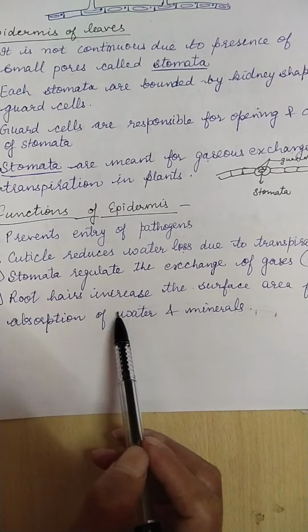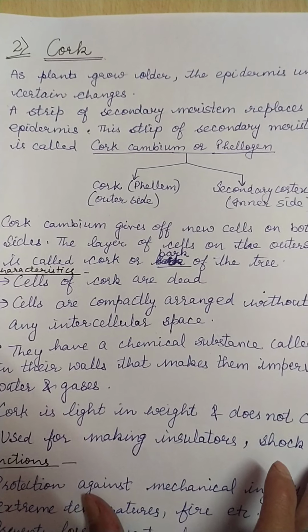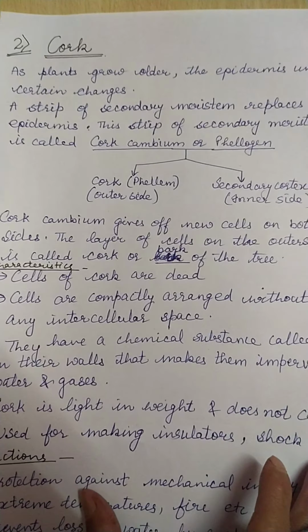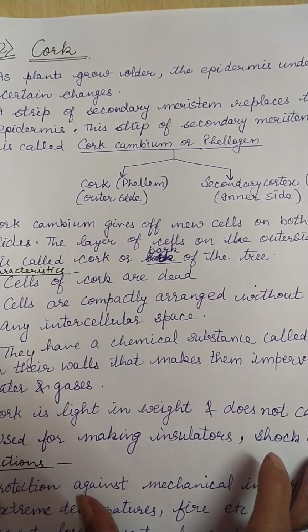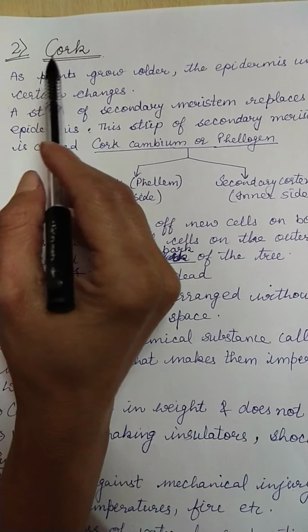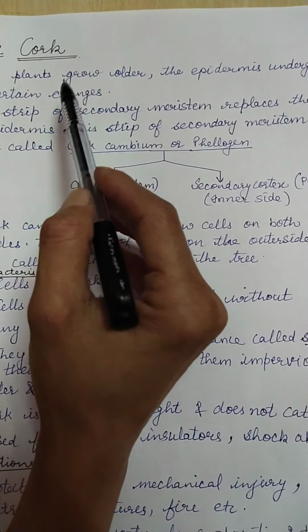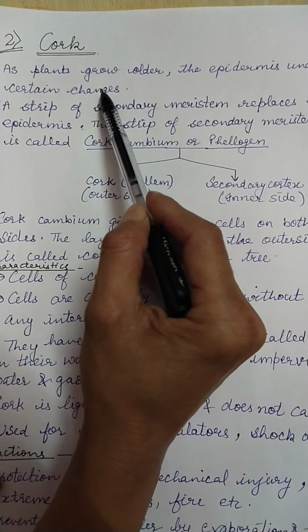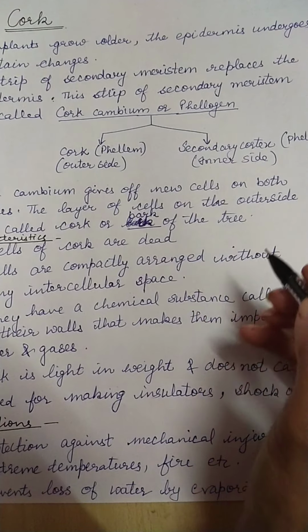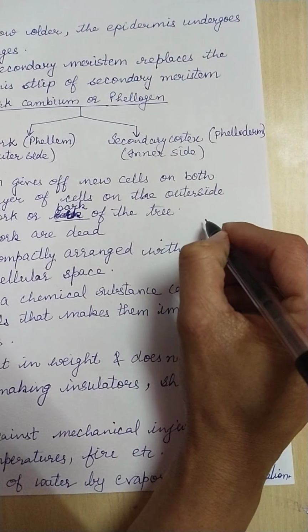Another protective layer is called the cork, which is also known as the bark of the tree. The outer woody layer is called the cork. What happens is, as the plants grow older, the epidermis undergoes certain changes. What are the changes that take place? You understand with this diagram.